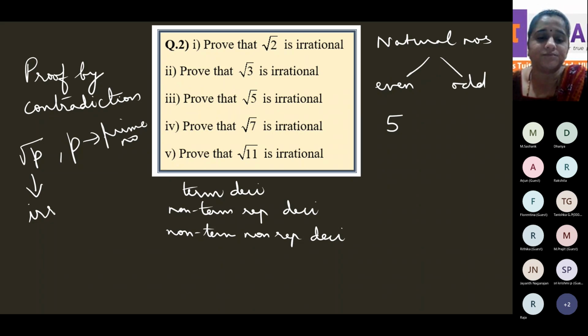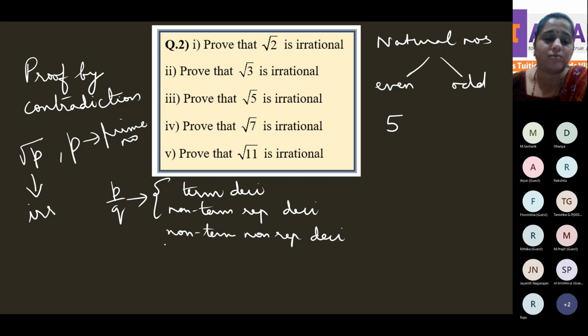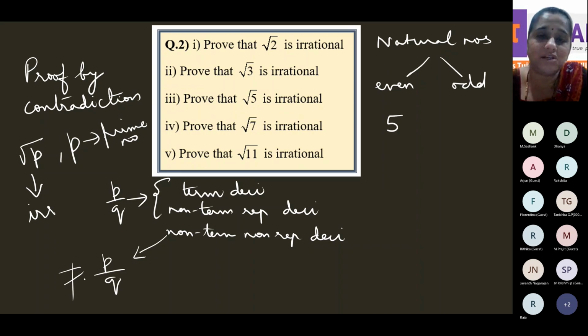The first two have a p by q form. This one does not have a p by q form. And we know that rational numbers have a p by q form. A rational number can be expressed in the form p by q, where p and q are integers and the denominator q is not equal to 0.